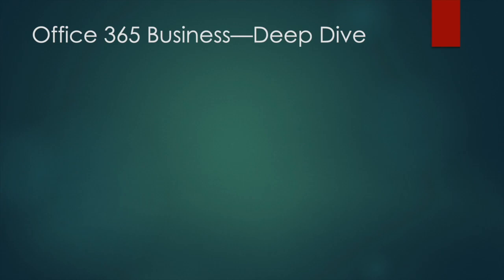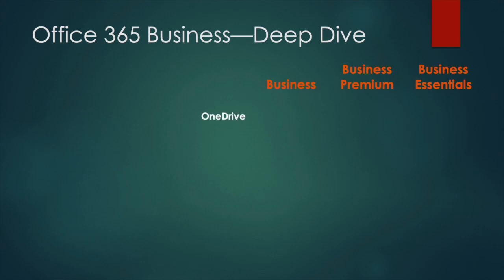So, there are 3 tiers of Office 365 Business aimed at small and medium-sized businesses. There's the business version, the basic version. There's the Office 365 Business Premium and Office 365 Business Essentials. Let's chart them out starting with the services.